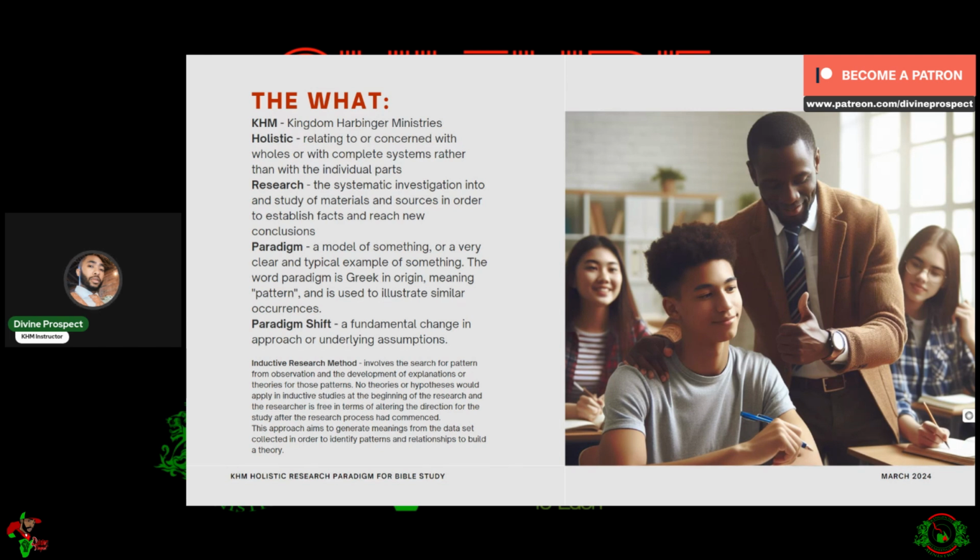This approach aims to generate meanings from the data set collected in order to identify patterns and relationships to build a theory. So what we're going to do is start from the ground up, look at these patterns, do various analyses, collect data, and then from that, we're going to form a theory that is going to be based off the preponderance of the evidence. And we're going to get into what that means, or where the weight of the evidence lies at the conclusion of our research, right?